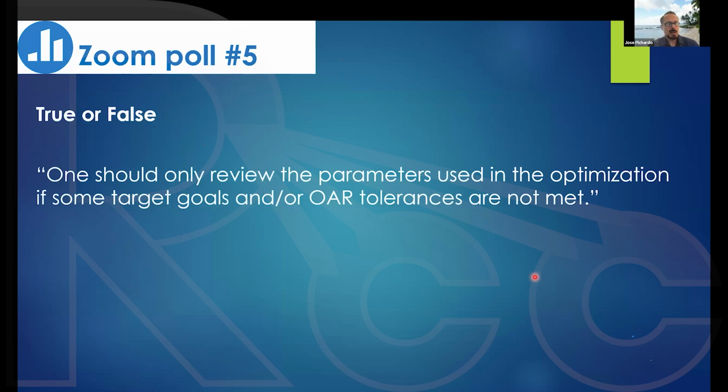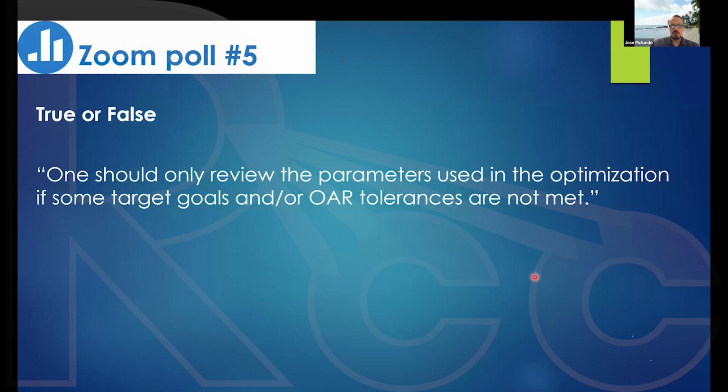All right, here we are on our fifth simple question. True or false? One should only review the parameters used in the optimization if some target goals and/or OER tolerances are not met. Okay, looks like we have a great response rate. I'm going to end the poll and share the results.